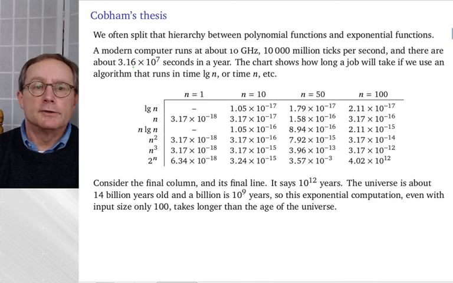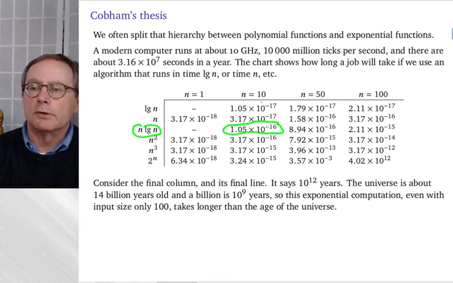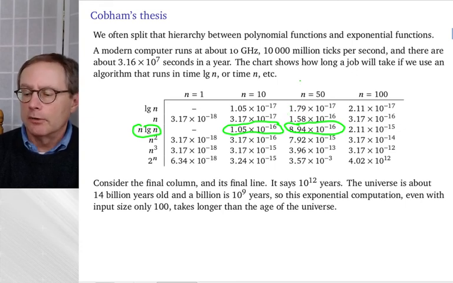For the chart, I used Sage to compute this for me, and I found that, for example, if you use a log linear function and input a data set of size 10, your log linear algorithm will finish in 1.05 times 10 to the minus 16 years. If your data set is size 50, then your algorithm will finish in 8.94 times 10 to the minus 16 years. So the units for this table are years.